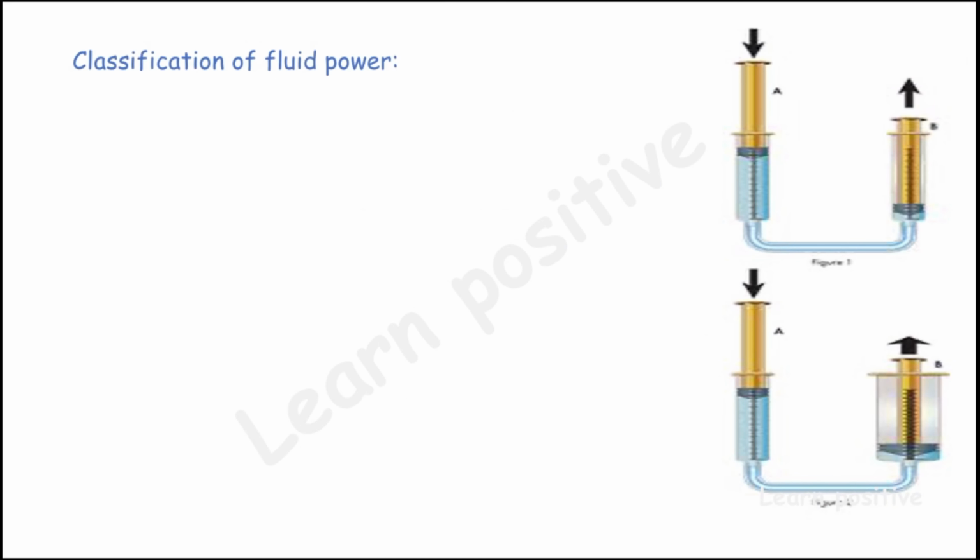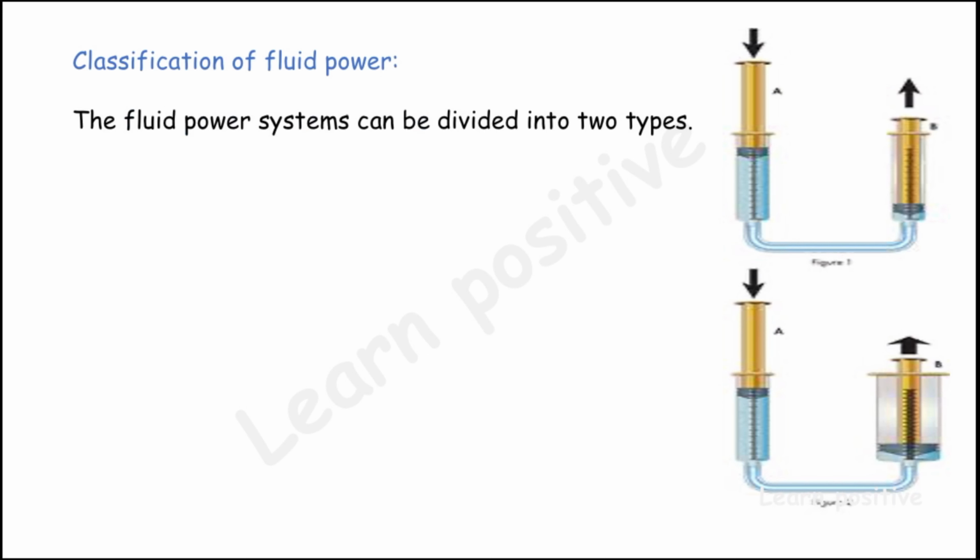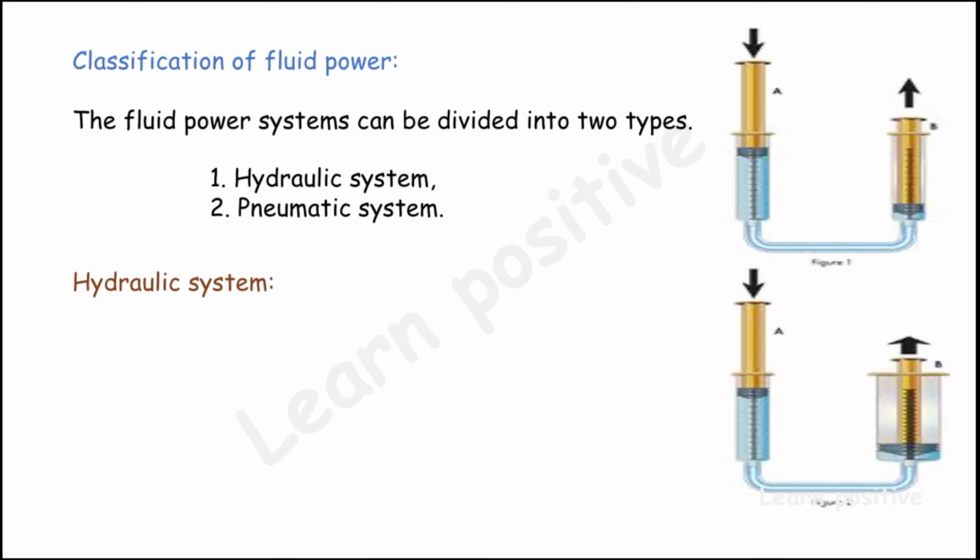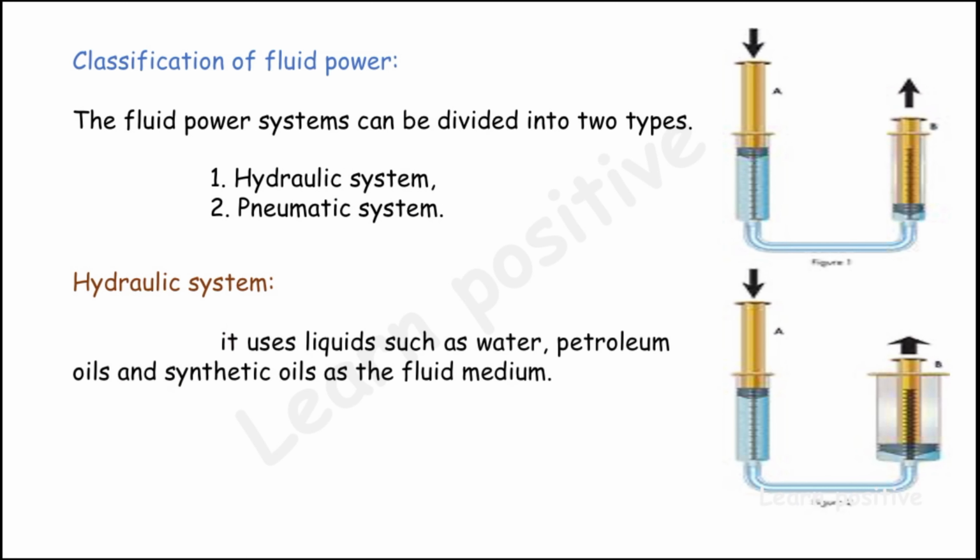And the next topic is classification of fluid power. The fluid power system can be divided into two types. They are hydraulic system and pneumatic system. These two are the main systems of fluid power. So what is hydraulics? It uses liquid such as water, petroleum oils and synthetic oils as a fluid medium.